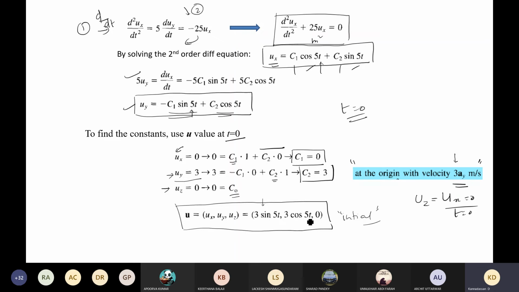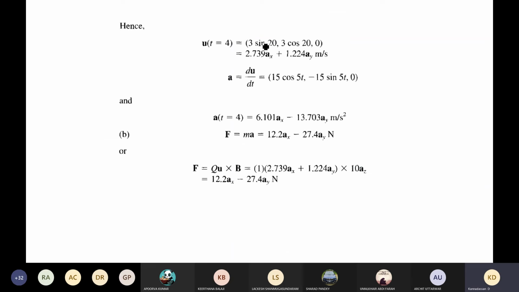So that is correct. So now we got the velocity in terms of time, we got that. So now we can see how this will, at time t equal to 4 seconds, we can easily calculate. So that is what we are going to do.